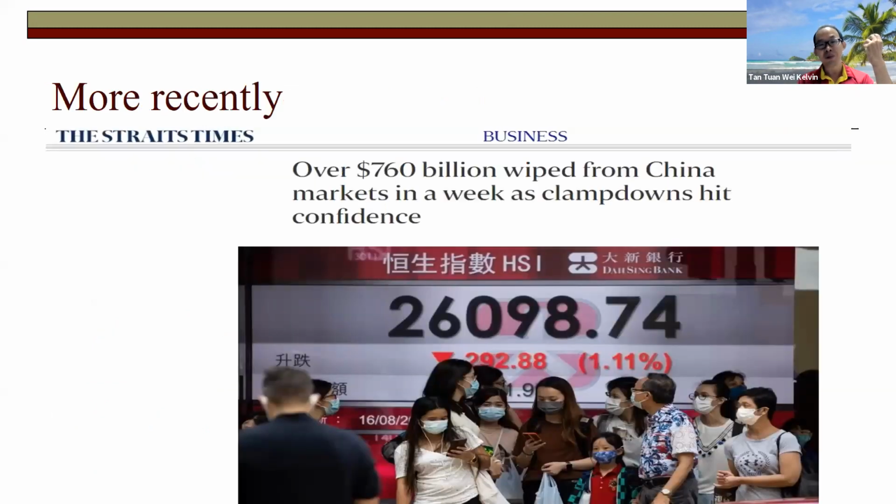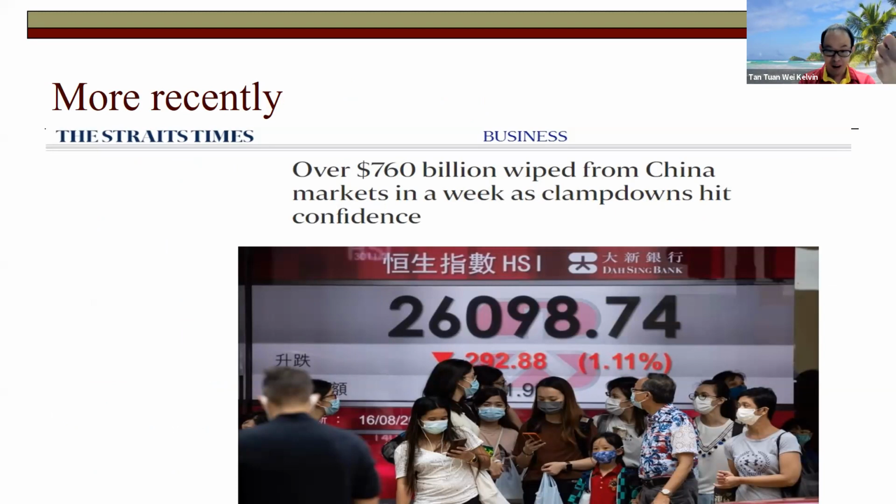Of course, more recently, just this year, you may have read about this. If you have done the SLS, the home-based learning that I talk about in the SLS, how the Chinese have been clamping down. The Chinese government has been clamping down on some of the rich firms in China. We have Alibaba.